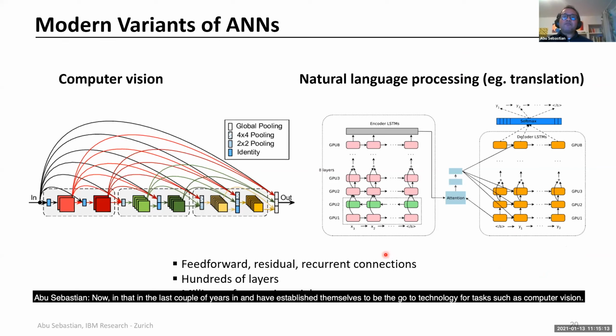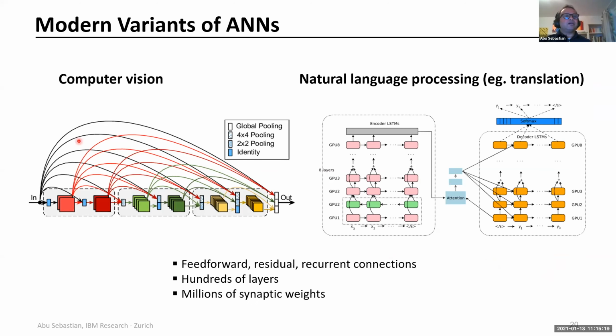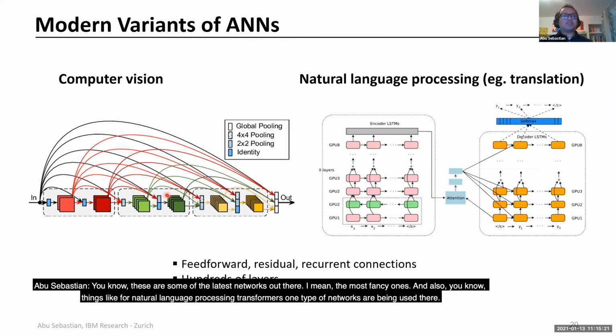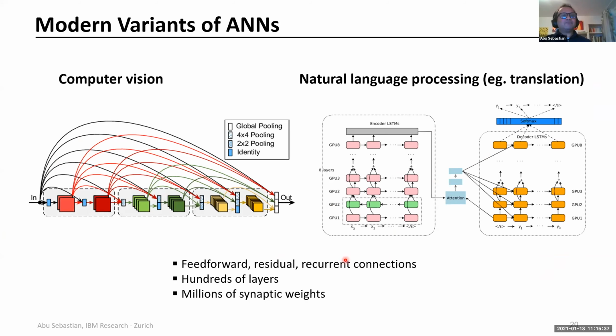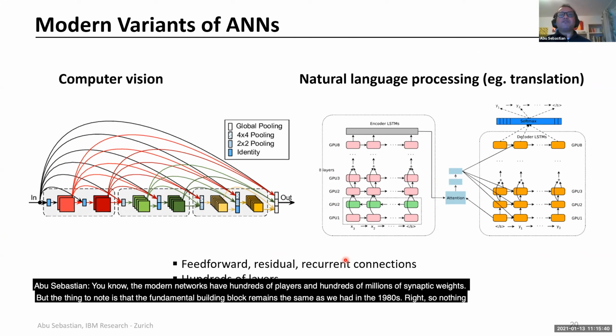Now, in the last couple of years, ANNs have established themselves to be the go-to technology for tasks such as computer vision. These are some of the latest networks out there, the most fancy ones. And also for natural language processing, transformers are one type of networks that are being used there. There's a wide range of neural network architectures, all the way from feed-forward, residual, to recurrent connections. The modern networks have hundreds of layers and hundreds of millions of synaptic weights.